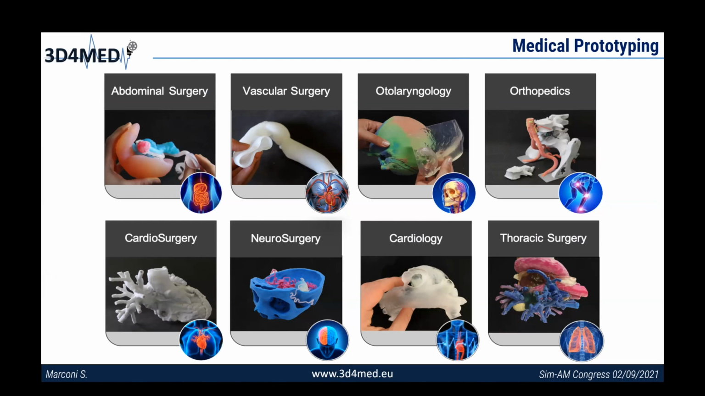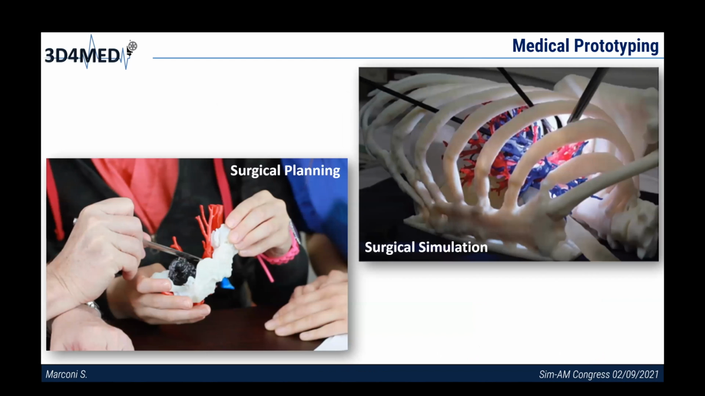So regardless to the specific district and application, we work with a lot of different surgical specialties. Beside the specific application, we can simply divide the production of the lab and more in general the medical prototyping activity into two groups. On one hand, we have the surgical planning. So in this case, the 3D printed model is intended to replicate the morphology of the anatomy. So we are interested mainly in the visualization of what we already saw on the CT scan and or on the MRI. On the other hand, we have the surgical simulation.